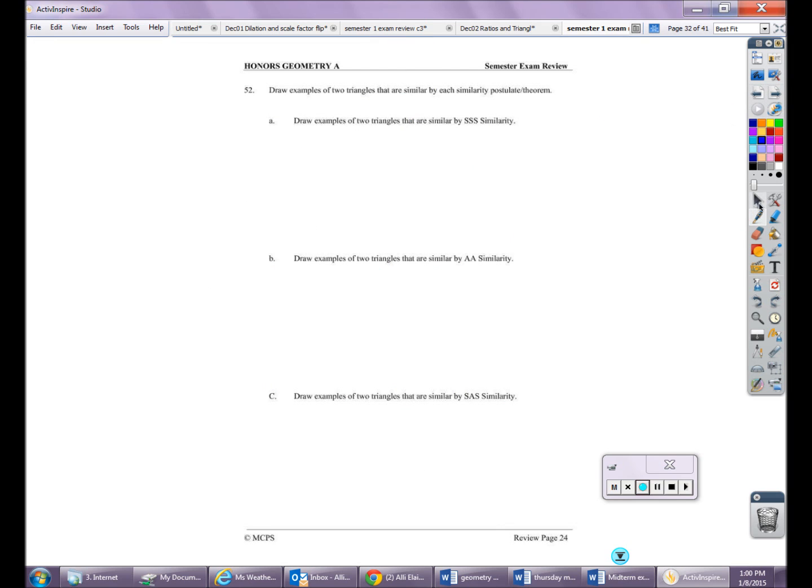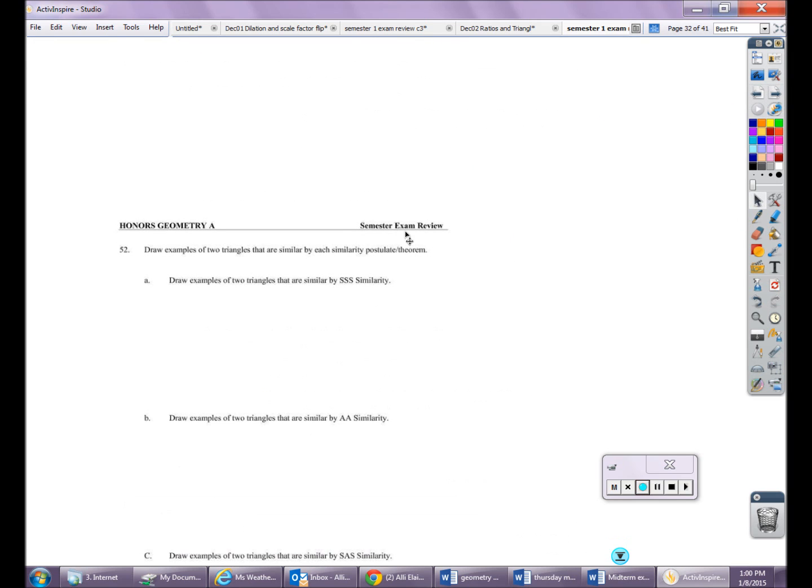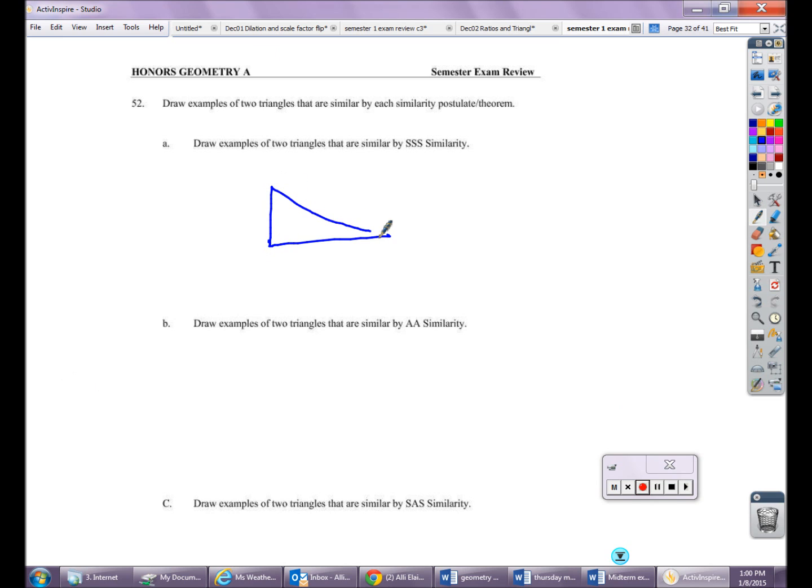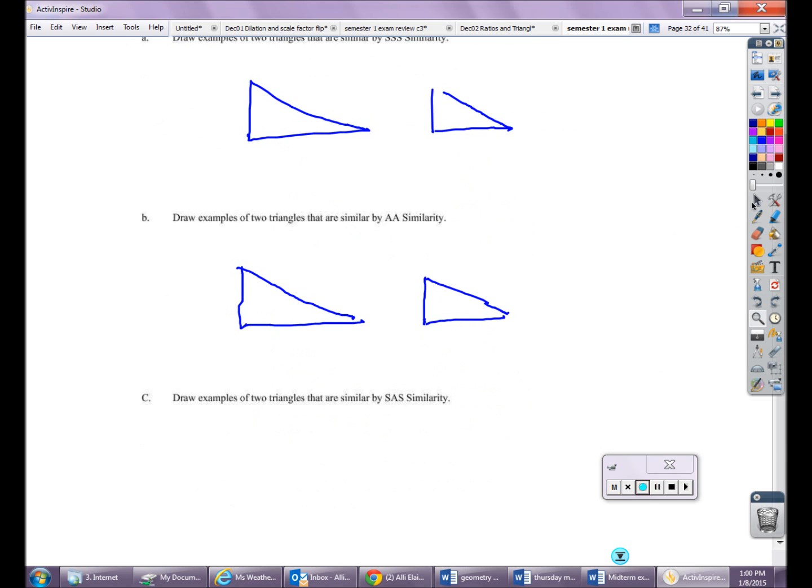All right, last one in this section. Draw examples of two triangles that are similar by each one. So for similar, I really like my 90, 60, 30. So I'm just going to draw two similar triangles for all of these. Like this. So these are not congruent. They are similar. Do another one. All right, they're all similar.